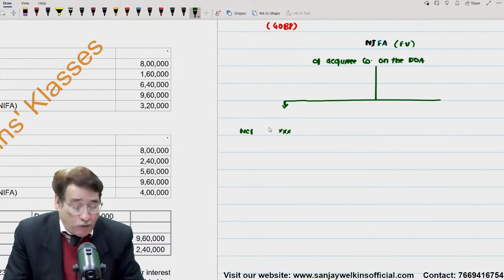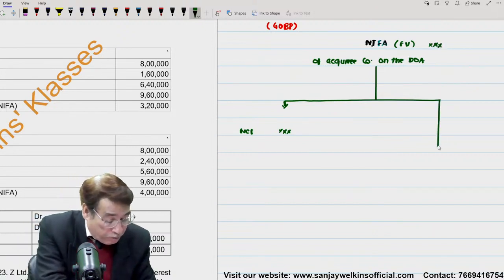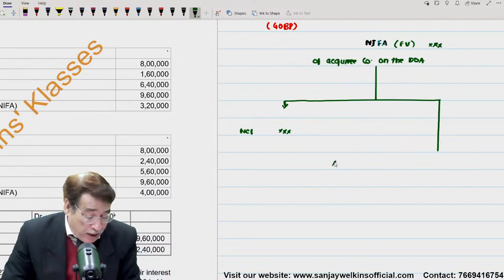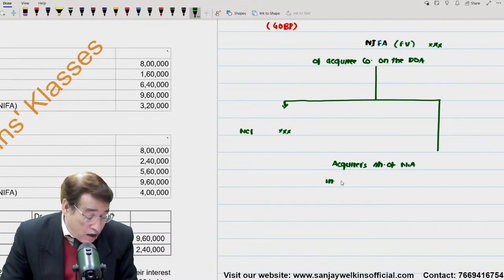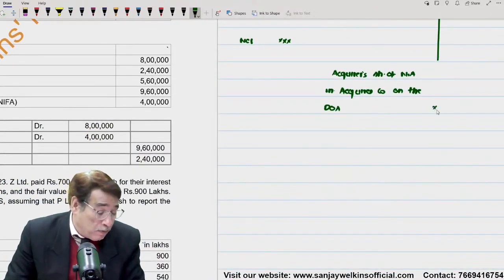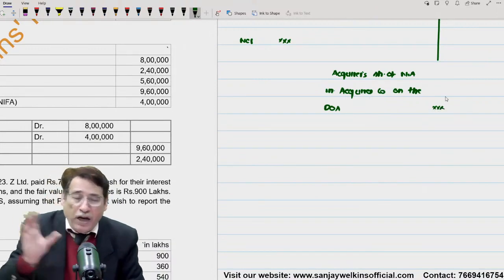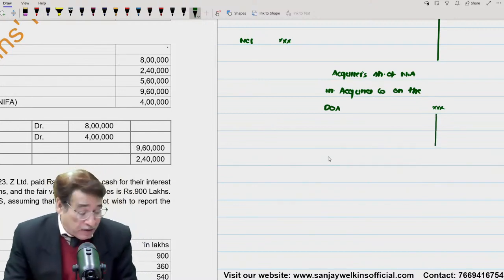Once you have the NCI value, you deduct this value from the NIFA. Then you find the remaining net assets as the acquirer's share. Whatever remaining assets there are will be known as the acquirer's share of net assets in the acquiree company on the date of acquisition. Is it clear to you? So this much of the assets actually belongs to the acquirer company. Now you are going to compare this value with the consideration which you have paid.